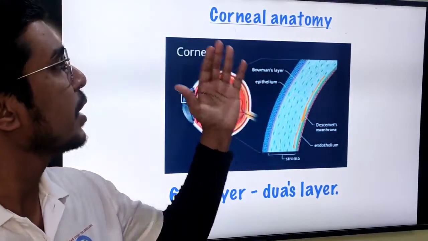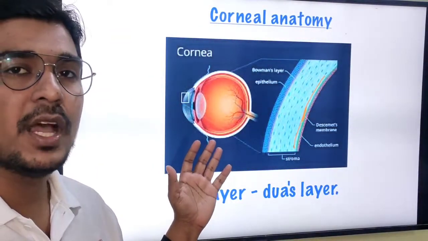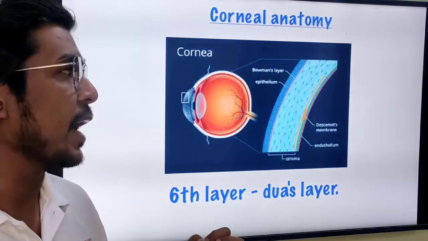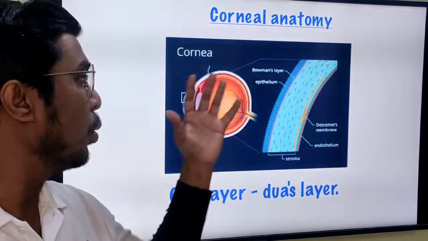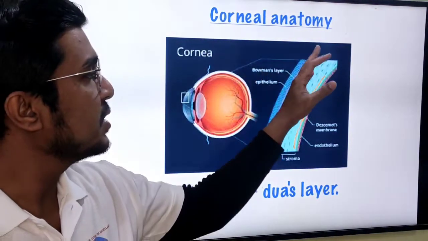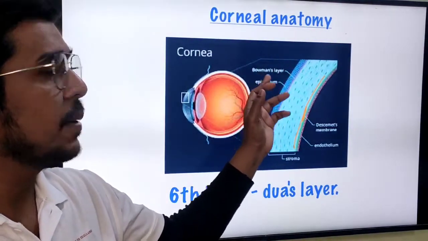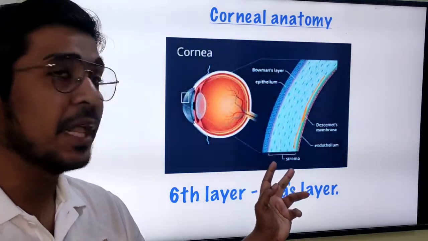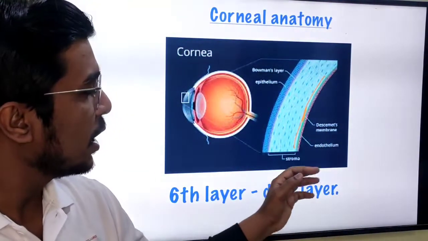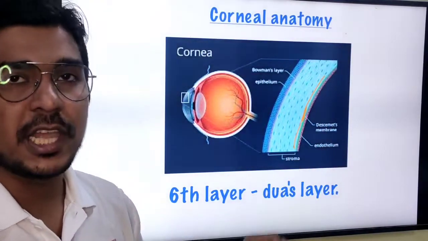So you can see here the corneal anatomy. The cornea is the anterior most portion of the eye. It covers 1/6 of the outer ball, which means the remaining 5/6 is the sclera. Second point is that it consists of these layers. The first one is the epithelium, the second one is Bowman's layer, the third one, which is the bulky part, is the stroma, the fourth one is Descemet's membrane, and the fifth one is the endothelium.